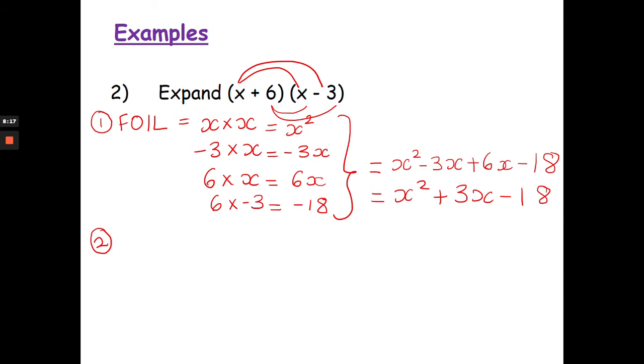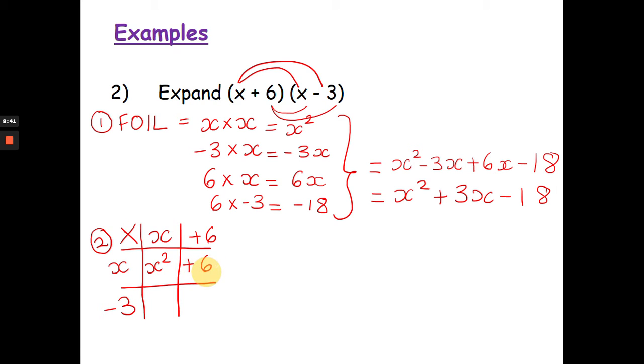Okay, so next method that we used was the grid method. So let's go and draw a grid over here. And then in the corner I'm going to put a little kiss because we love expanding brackets. And I'm going to write down each term. So x times x gives me x squared. 6 times x gives me plus 6x. x times minus 3 gives me minus 3x. And 6 times minus 3 gives me minus 18.